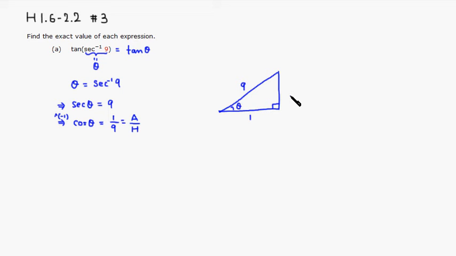Here you can use the Pythagorean theorem to find the length here. If this is 9 and 1, it's going to be 9 squared, which is 81, minus 1 squared, which is 1. So that's going to be the square root of 80.